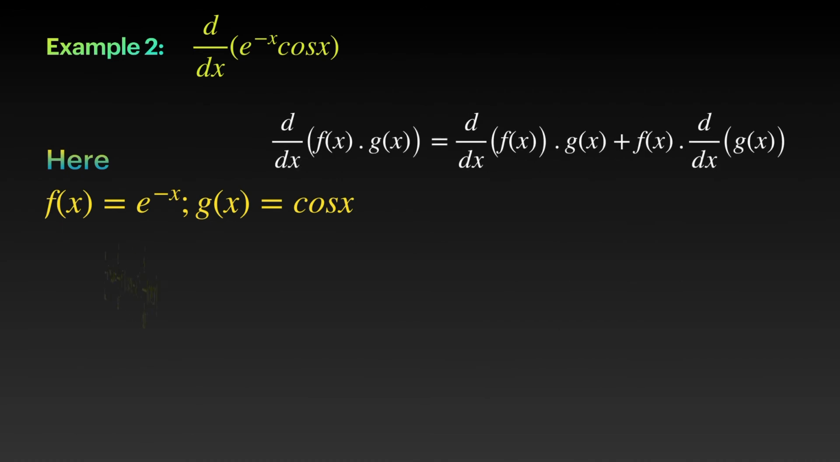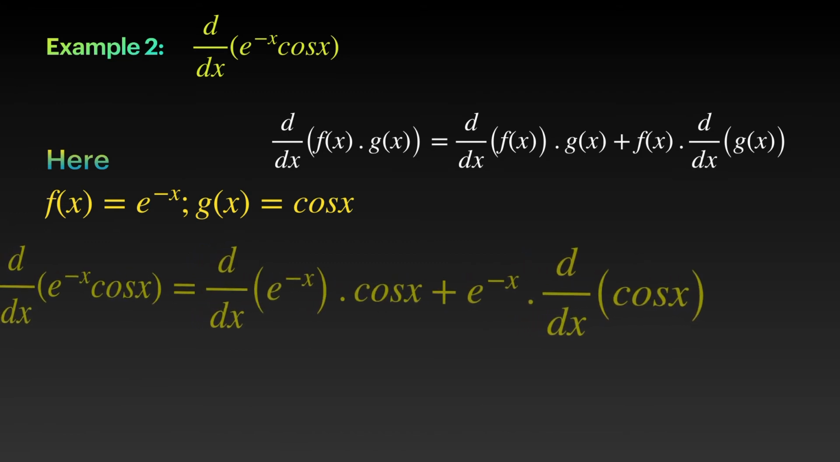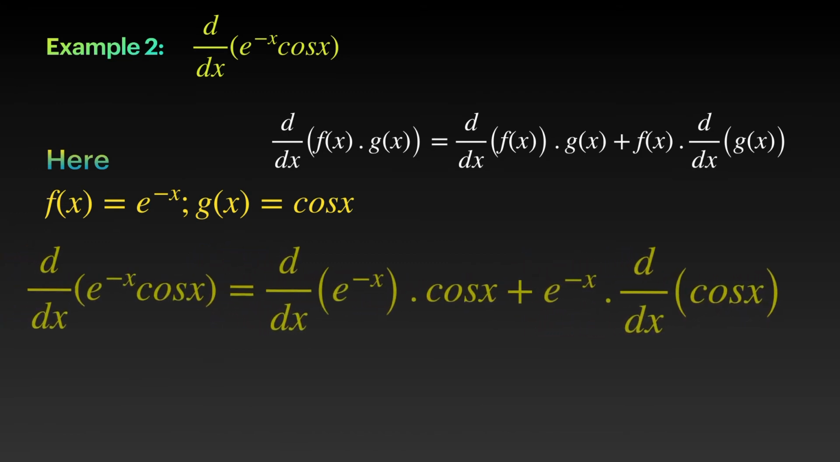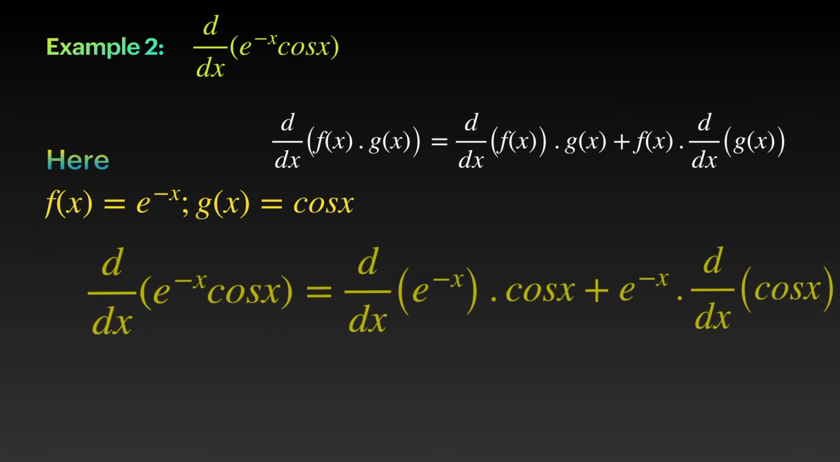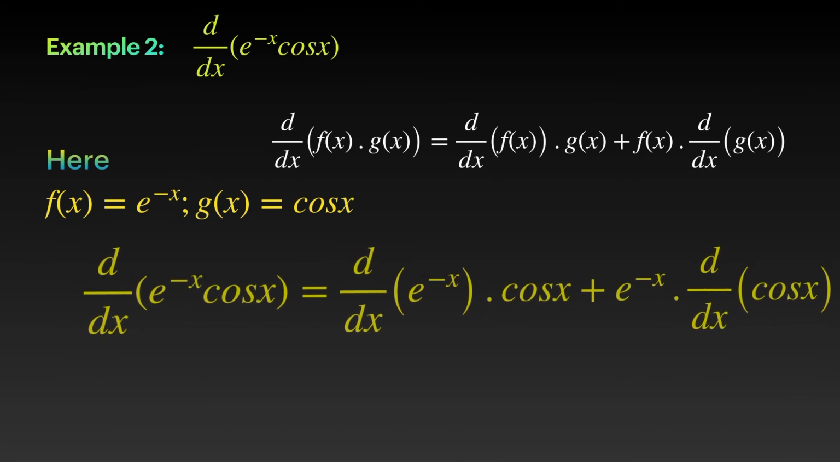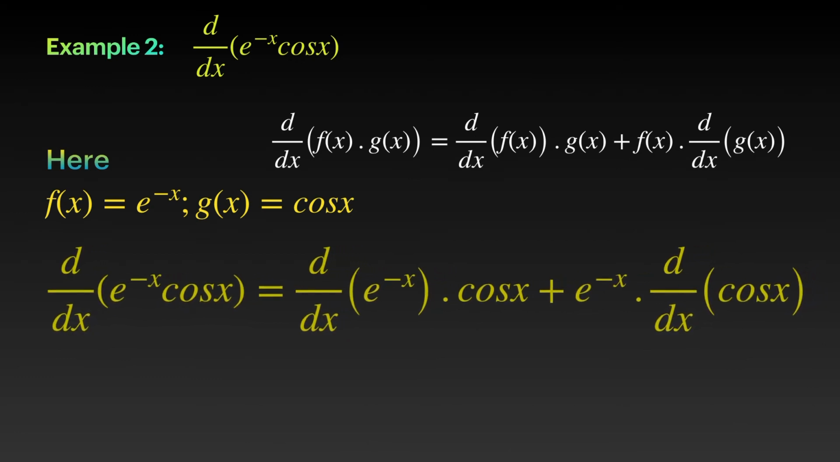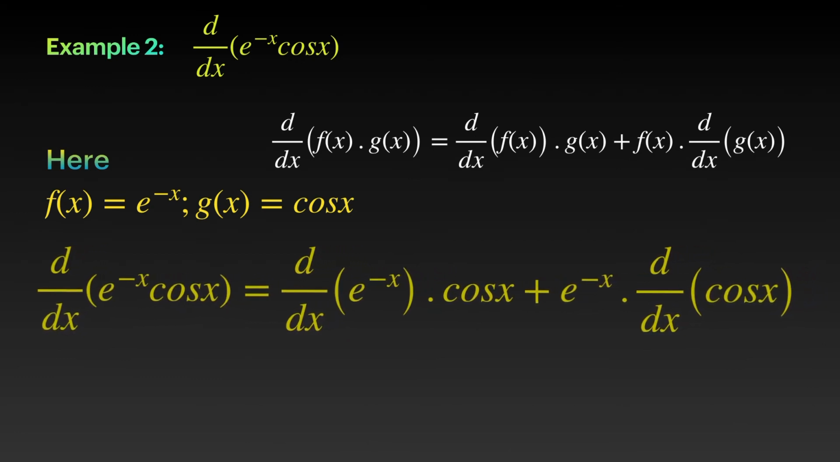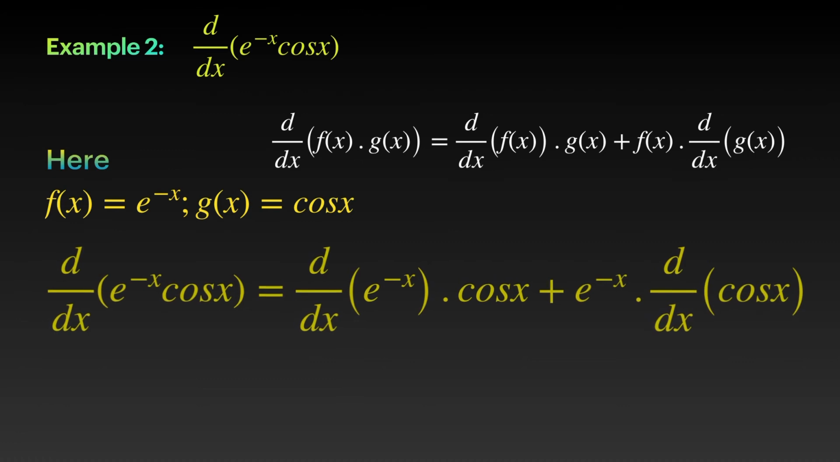By applying the product rule on these two functions, the derivative of the first function. So the first function is e raised to the power minus x, so the derivative of e raised to the power minus x. The second function remains as it is, so cos of x remains as it is, plus the first function. The first function is e raised to the power minus x and the derivative of the second function. Here the second function is cos of x, so we find the derivative of cos x. Now we plug in the value of this derivative.